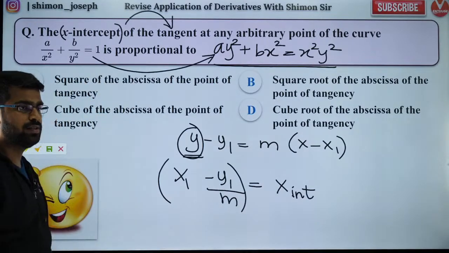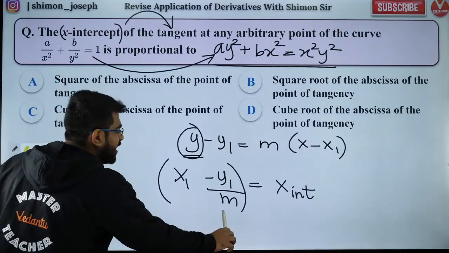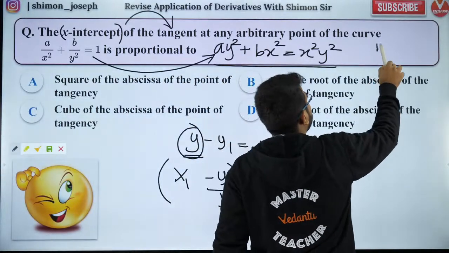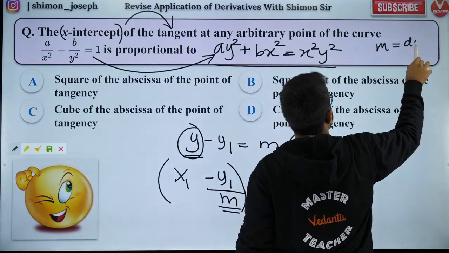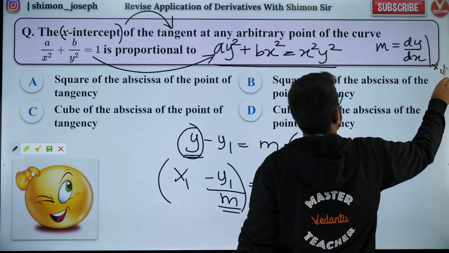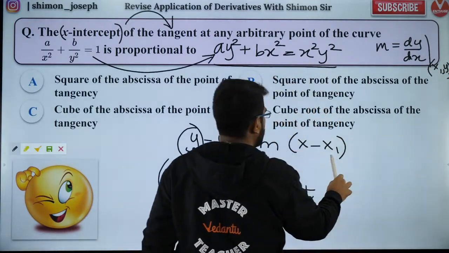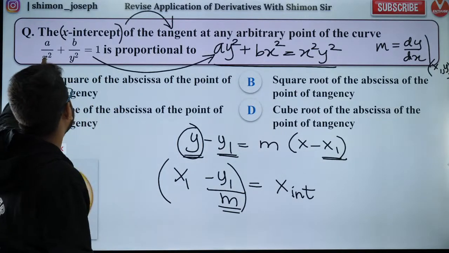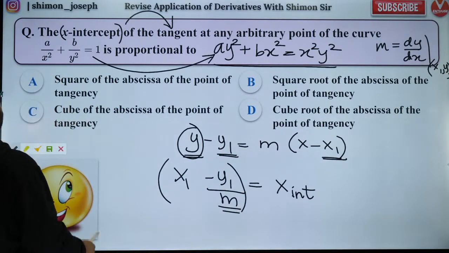Everybody cool with it? So I need to find out what is the slope of tangent. Now guys, the slope of tangent is nothing but dy by dx at the point x1 comma y1, because x1 comma y1 is the point where we are drawing the tangent. So let's differentiate this and find out dy by dx.